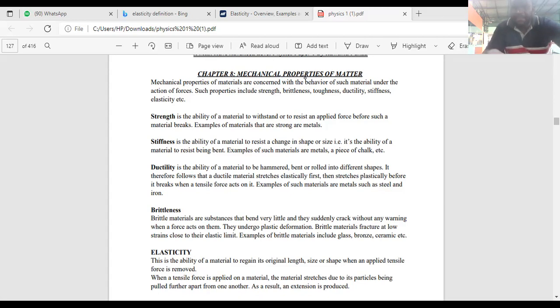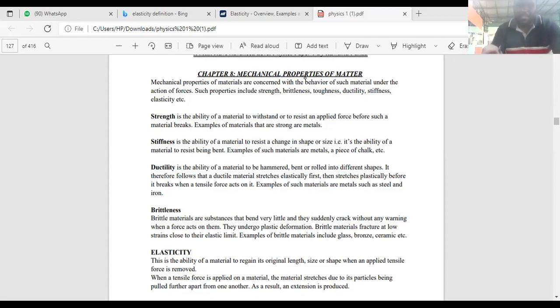Then second, we have stiffness. Something stiff has an ability to resist change in shape or size, i.e. the ability of the material to resist being bent. Some metals are stiff. Chalk is also stiff. Chalk does not allow you to bend it, okay? Then we have what we call ductility. These are still abilities, but if they say ductile, it is now a material. Ductility is the ability of a material to be hammered, bent, or rolled into different shapes. You get a piece of iron, you bend it, you mold it into a box. You bend it, you mold it into a nail. You bend it, you mold it into a panga. So it is ductile. That is what we call ductility.